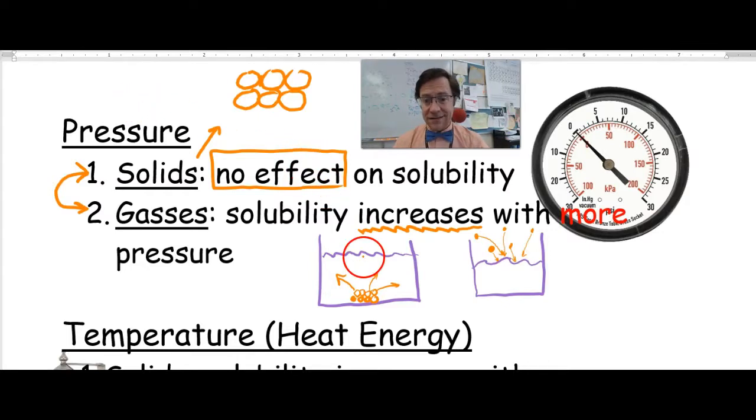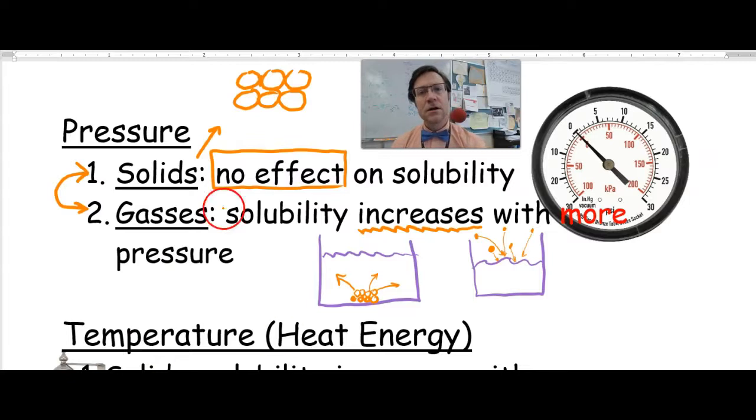Pressure, well, for a solid it doesn't really do anything because there's no space, but for a gas, it's going to increase the solubility because you're going to literally squeeze that gas down into the liquid. Does that make sense? Good. So these variables that affect solubility split into two categories, one for solids, one for gases. Got it? Awesome. Let's move on to temperature.